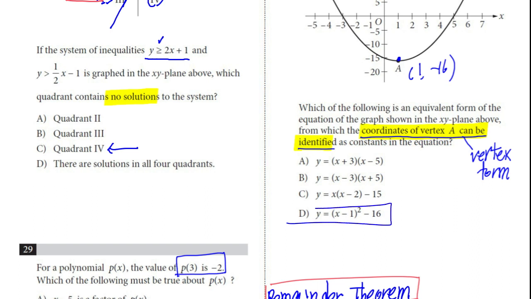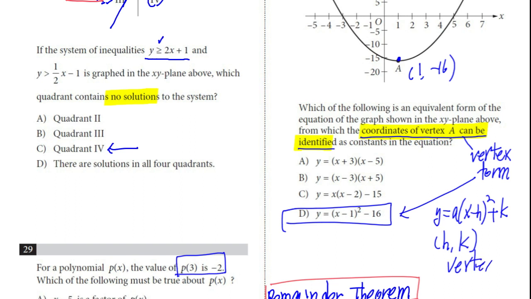Please note that only this one is the vertex form, because vertex form will be expressed by y equals a times x minus h squared plus k, where h comma k is the vertex. Okay, maybe some other expression can be an equivalent equation, but if you understand this part clearly, you must find the vertex form. So in this case, D must be our answer. Is it okay? Okay, thank you for watching. Bye bye.